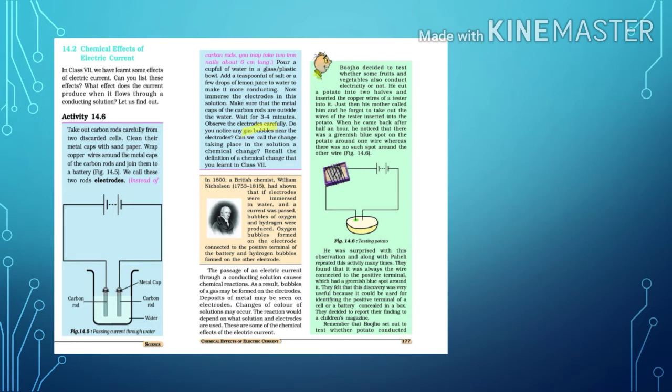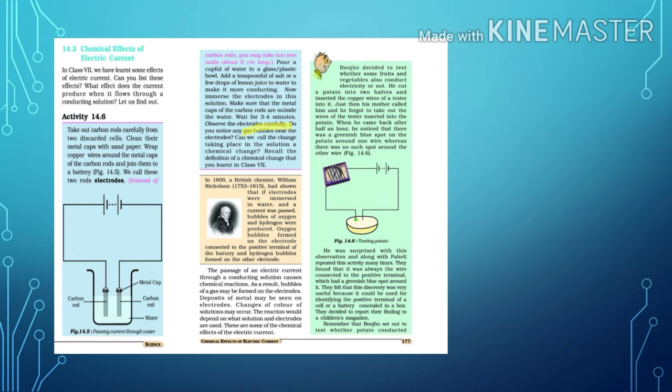We notice gas bubbles there near the electrodes. So what can we see? We can see that some reaction is taking place there. Okay, so this is the chemical effect of electric current.